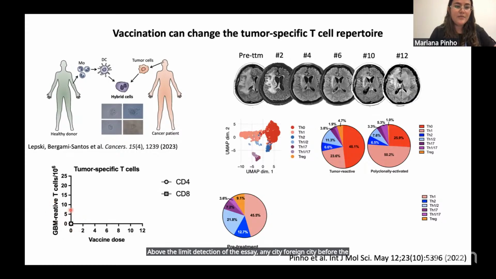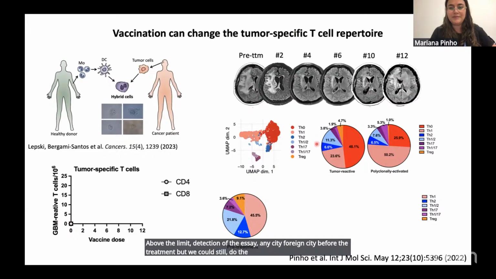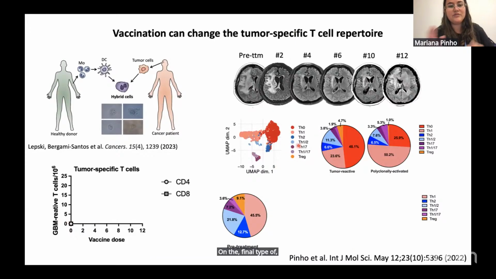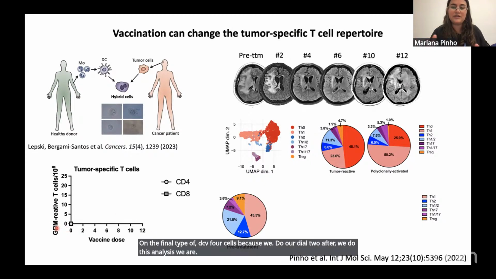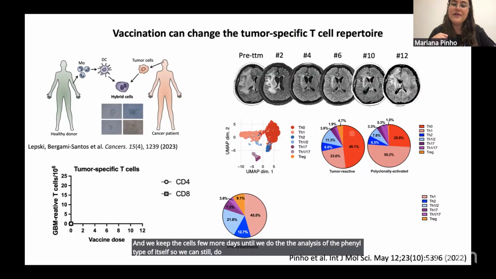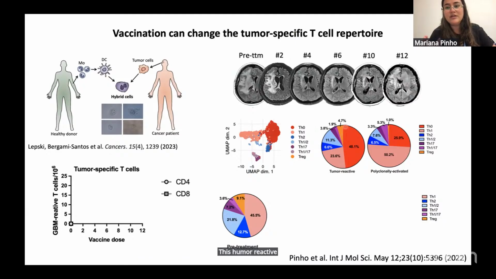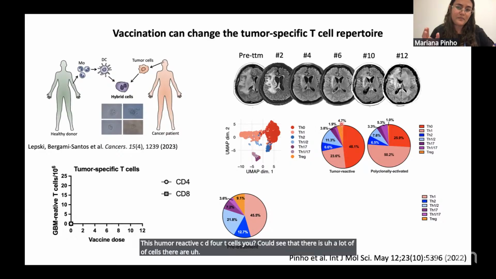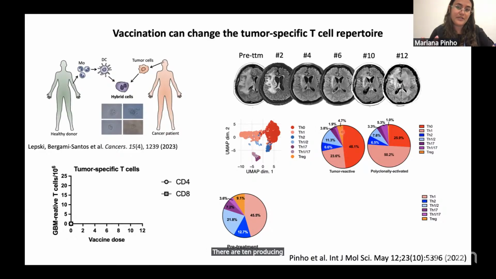But we could still do the analysis of the phenotype of the CD4 cells, because we add IL-2 after we do this analysis. IL-2 is a cytokine that increases the proliferation of the cells, and we keep the cells 2 more days until we do the analysis of the phenotype. And when we analyzed the phenotype of these tumor-reactive CD4 T cells, you could see that there are a lot of IL-10 producing cells, so those are Treg cells, and not as many Th1 cells.